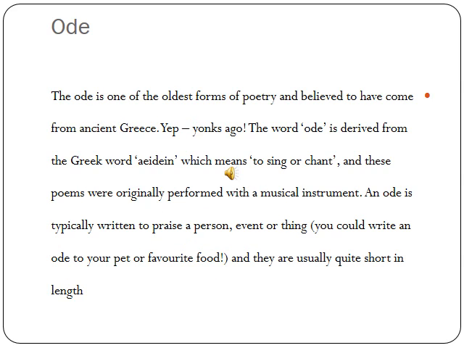Okay, the second type of poetry is the ode. Of course, you are asking yourself, it's a new word, maybe, for some of you. Ode here, as I told you before, means قصيدة غنائية أو نشيد. So here, ode is one of the oldest forms of poetry.